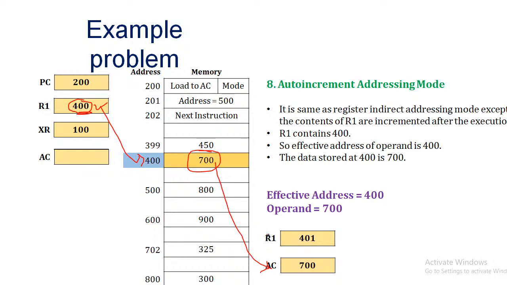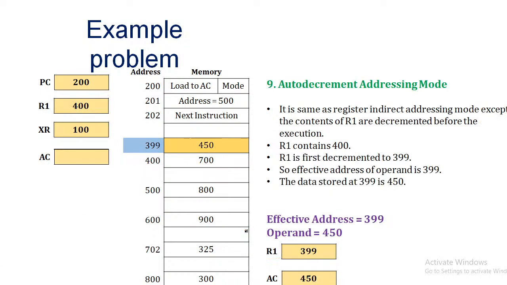But after that, autoincrement means the value of R1 is not going to stay 400. After the execution of the instruction, the value is going to be 401. So after fetching the operand, the value of the register is incremented automatically, and we have 401 after the execution of the autoincrement instruction.